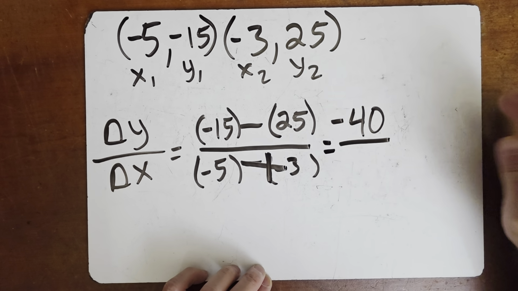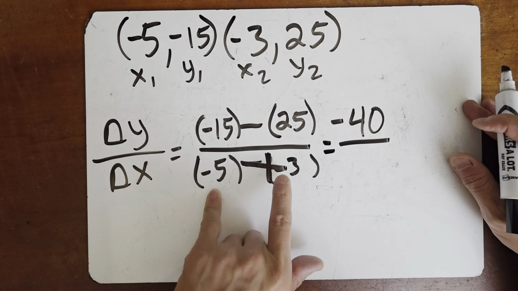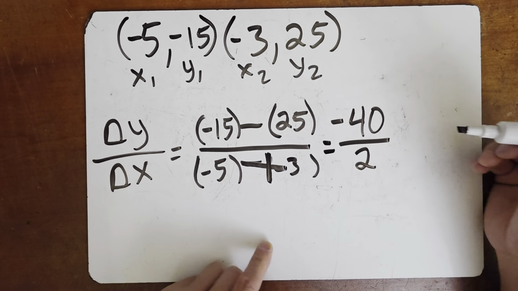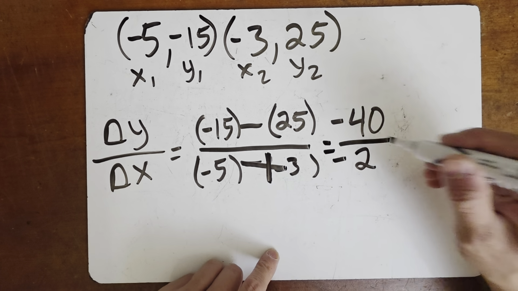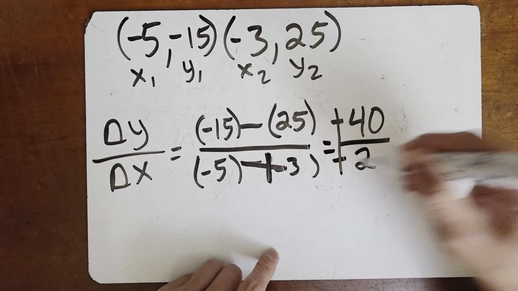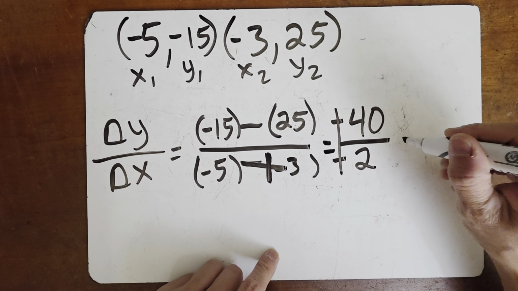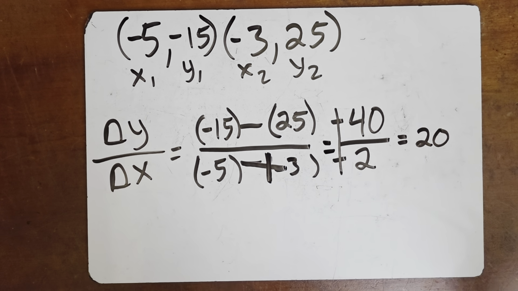Then I draw my line. -5 plus 3, so the signs are not the same. I go ahead and subtract. 5 minus 3 is 2, but the 5 is bigger than the 3, so I keep it as a negative. The two negatives cancel out, and I can divide 2 into 40, and that is going to be 20. So your slope is 20. That's it. That's how you find slope with two ordered pairs.